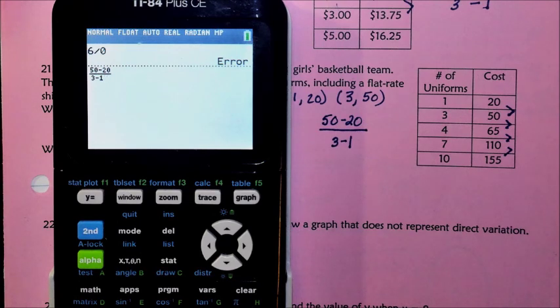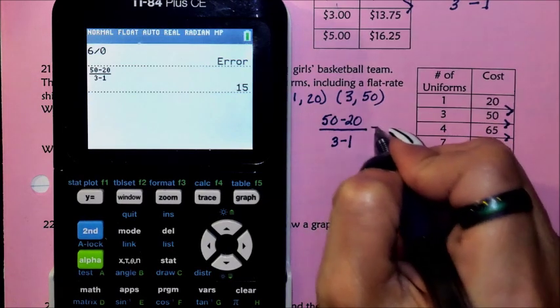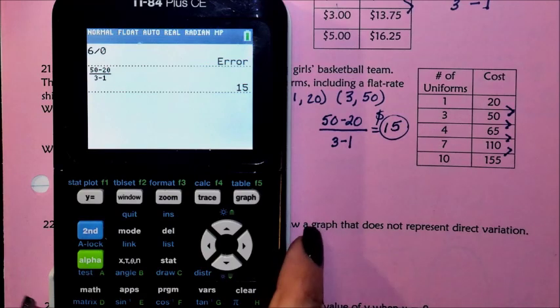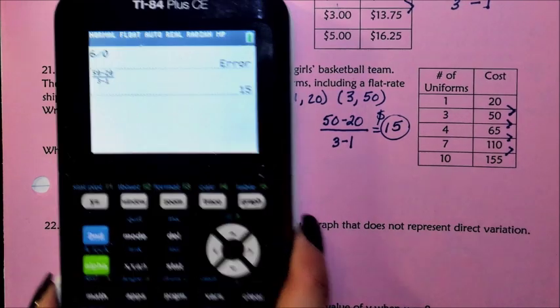Making sure you're doing it, not just waiting on me. Put it in your calculator. Hit enter. Oh my gosh, why are you taking so long? Yeah. All right, it's 15. So that means she's charging $15 for the uniforms, right?